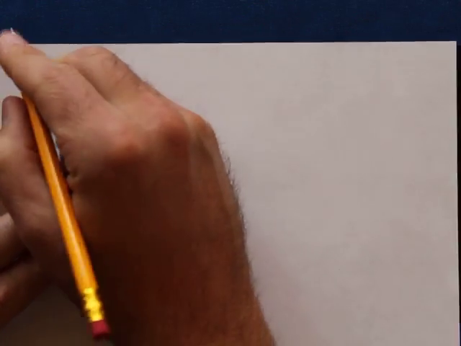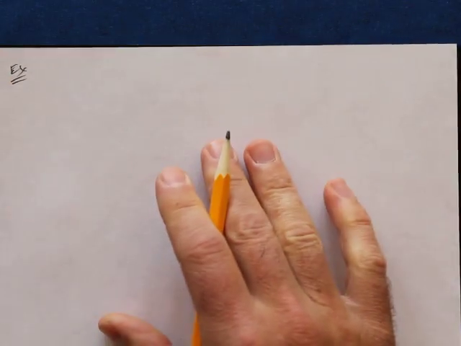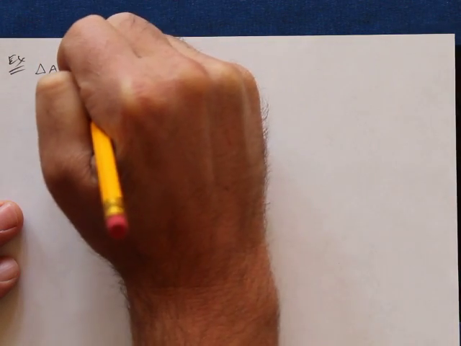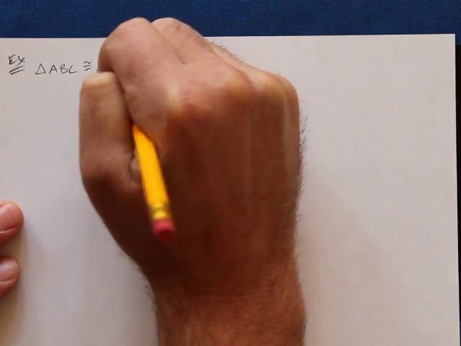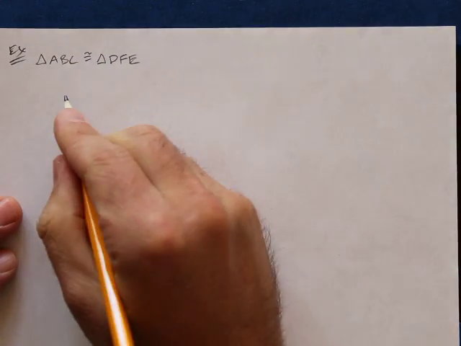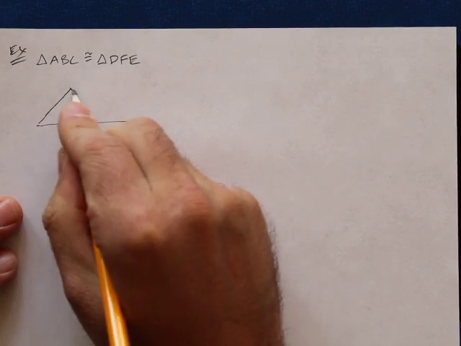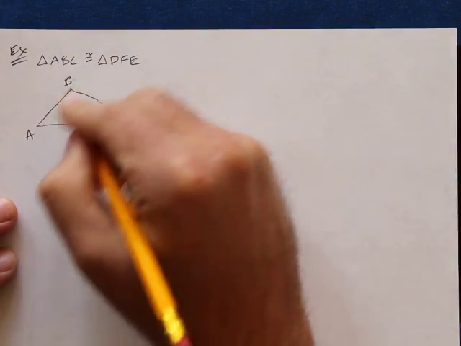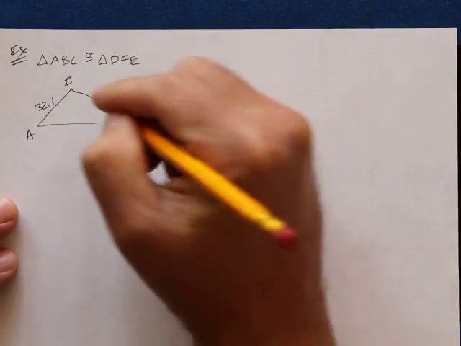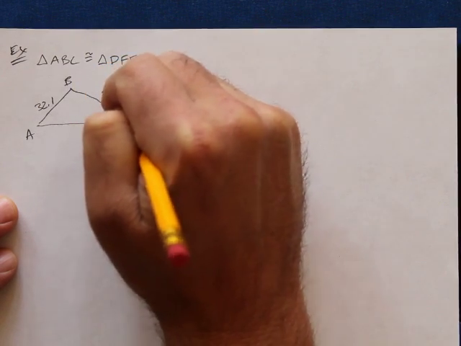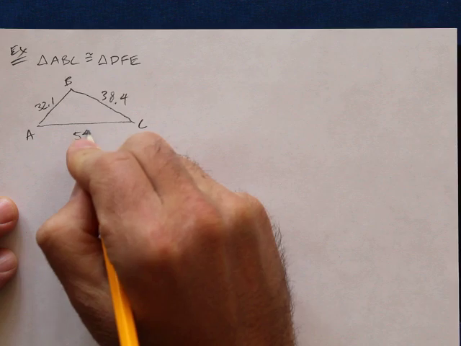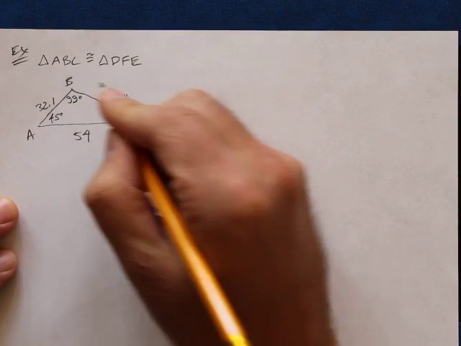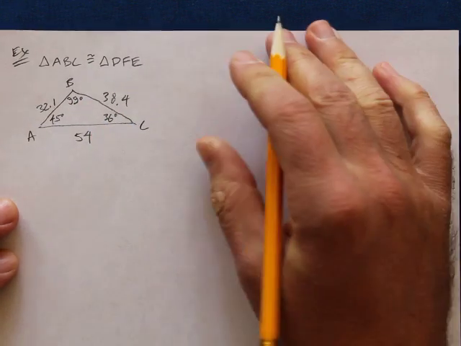We're going to do another example. And I'm given a triangle ABC is congruent to another triangle, triangle DFE. So I'm going to draw this triangle ABC. AB is 32.1, BC is 38.4, AC is 54. Angle A is 45 degrees, angle B is 99 degrees, and angle C is 36 degrees.